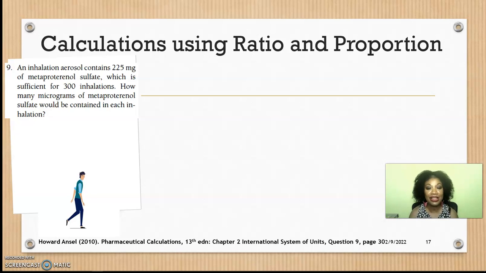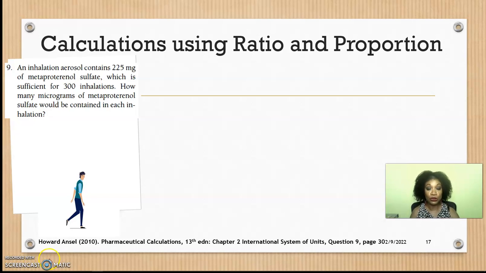Hi colleagues, as promised, I'm going to be sharing with you how you can use ratio and proportion and dimensional analysis to solve your questions. So let's use this question as an example. An inhalation aerosol contains 225 milligrams of methylpropyl sulfate, which is sufficient for 300 inhalations. How many micrograms of the drug would be contained in each inhalation?